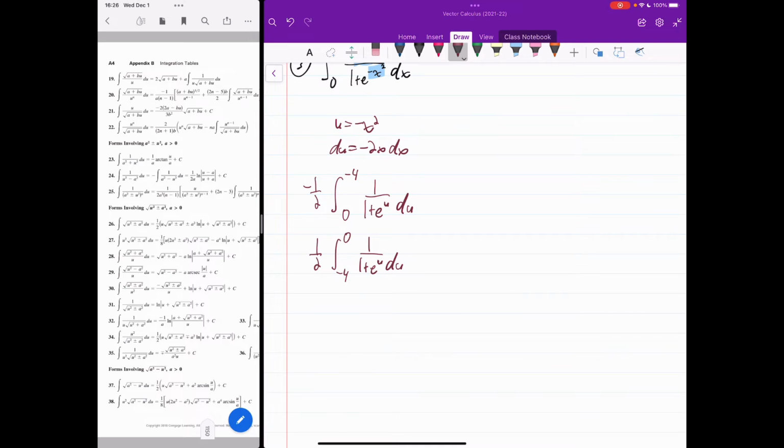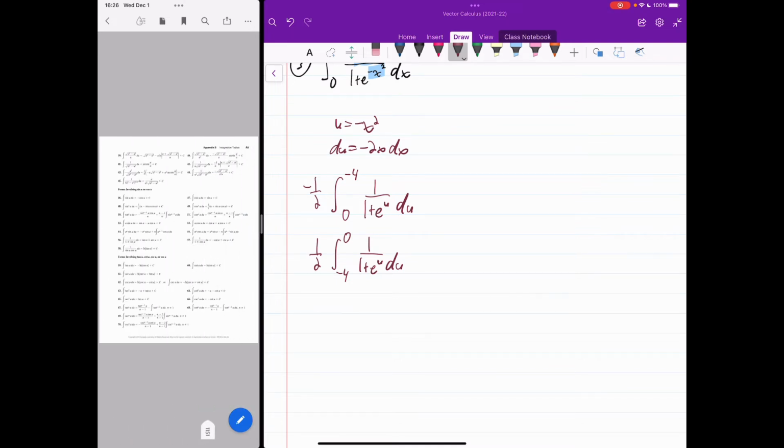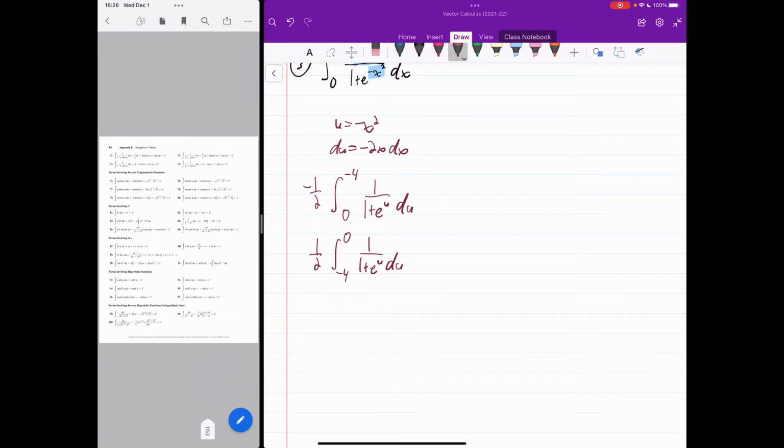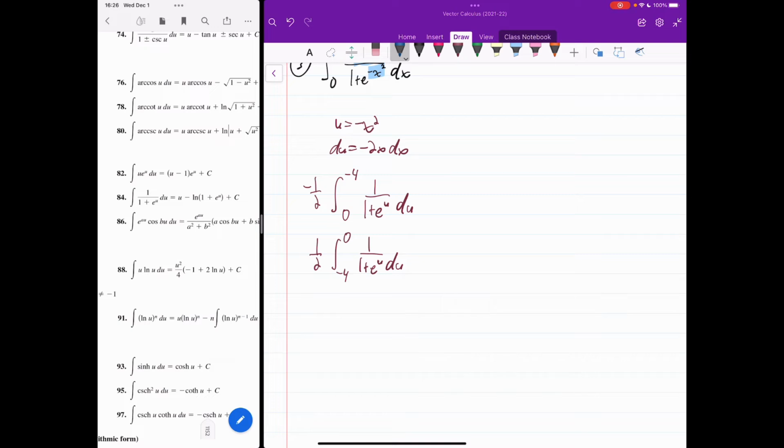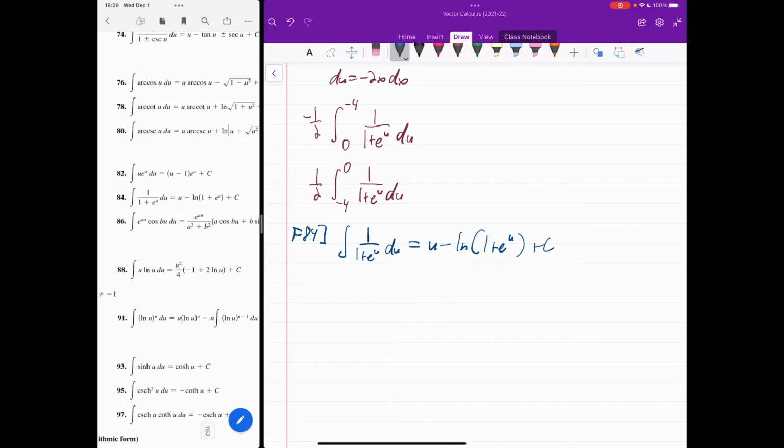And looking for forms involving exponentials, 84 looks pretty on target. Formula 84 says the integral of 1 over 1 plus e to the u du is u minus ln of 1 plus e to the u plus c. So that becomes our integral.